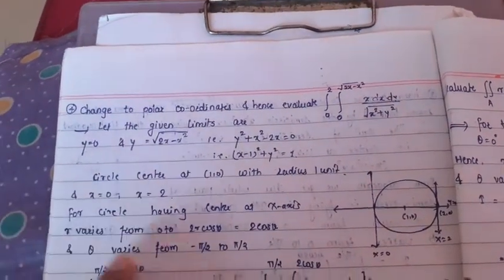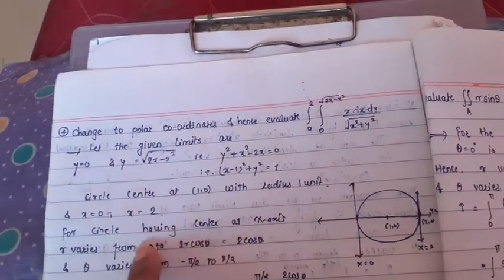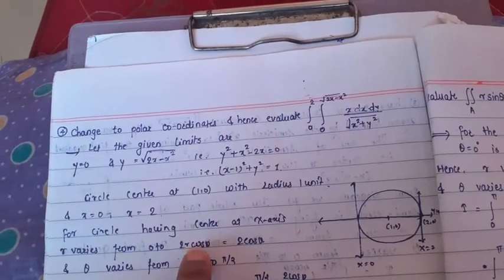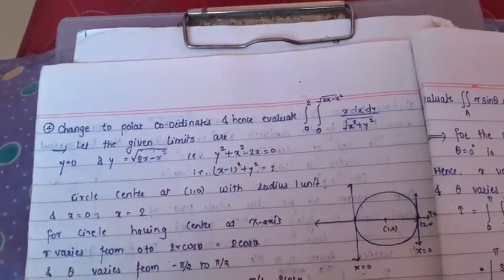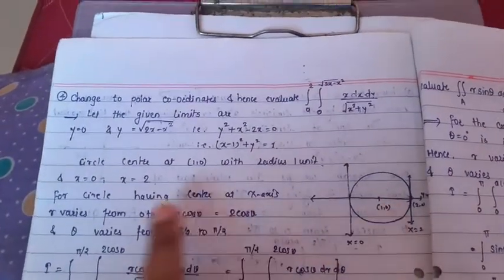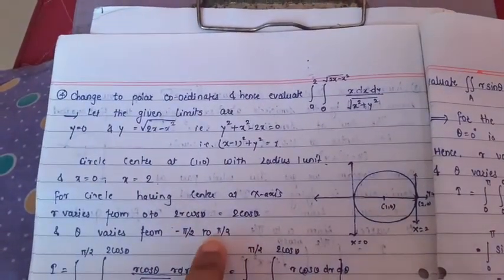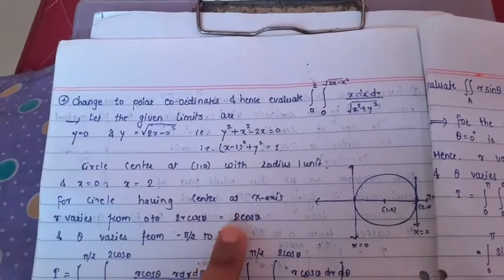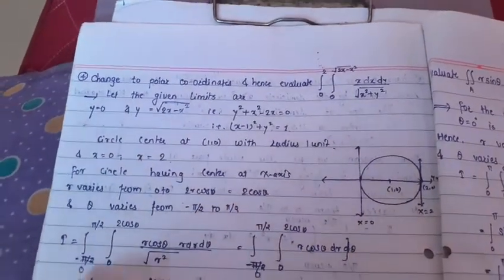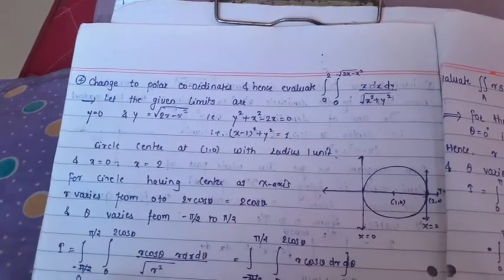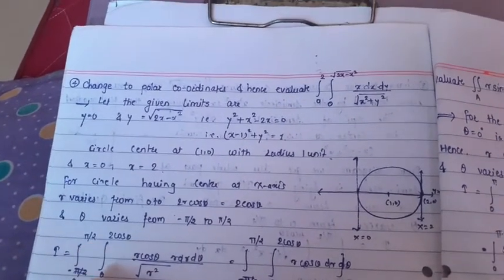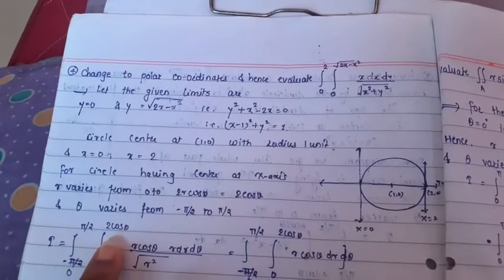Now for a circle having center on the x-axis, r varies from 0 to 2r cos theta. Here radius r is equal to 1, so therefore it is 2 cos theta, and theta varies from minus pi by 2 to pi by 2. That is the standard condition which we have seen in the previous lecture. So now the limits of the integral become I is equal to integration from minus pi by 2 to pi by 2, 0 to 2 cos theta.